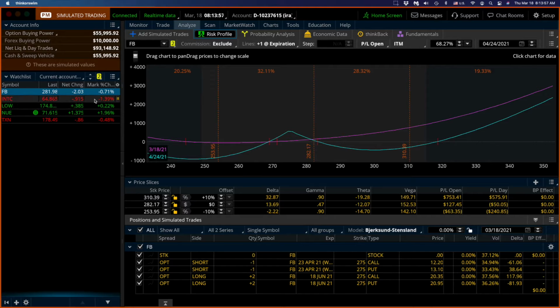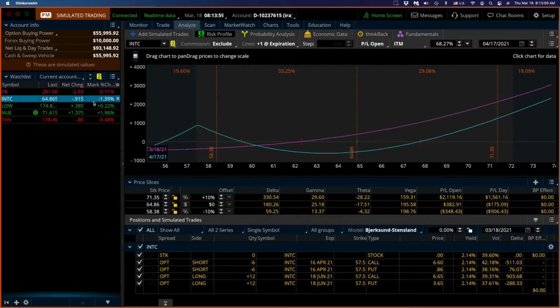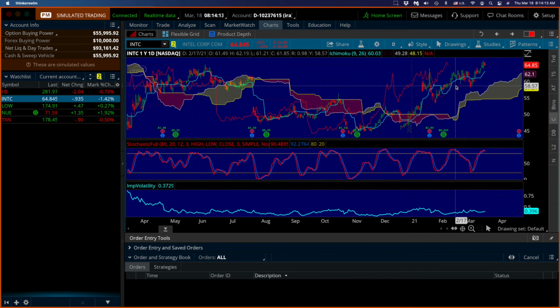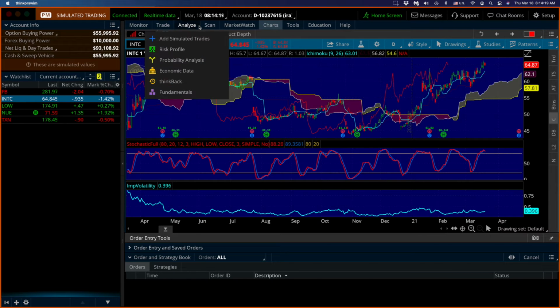Let's move on to Intel. And this stock, look at that, it's been doing very well. It is over the smiley face, and that's a good spot to take profits. Let's take a look at the chart. And right, yesterday it hit a new high. So today I'm going to take profits.